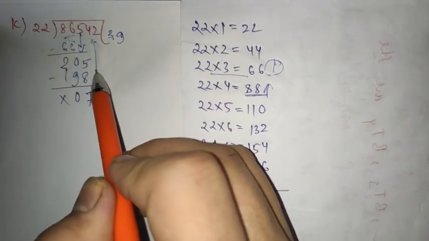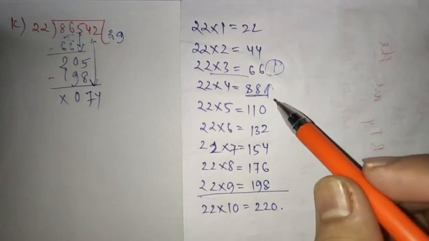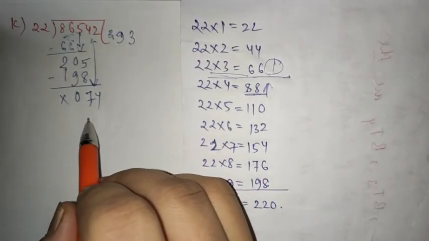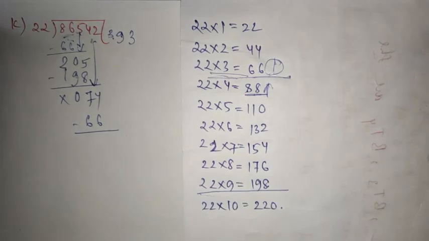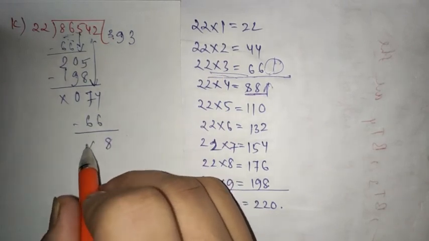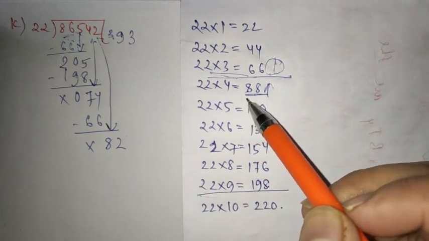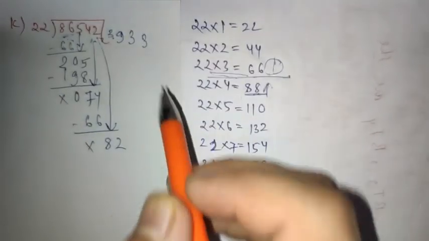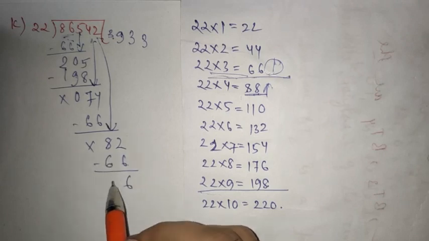So this 4 will come down, right? So 22, 74, where is 74? No 74, but 66 is there. So 3 again, 66. Now 14 minus 6 is 8, 6 minus 6 is 0. This 2 will come down here. So 22, 82 is not possible, so only 3 is there. So 22 3s is 66 minus, so 12 minus 6 is 6, so 7 minus 6 is 1, right?